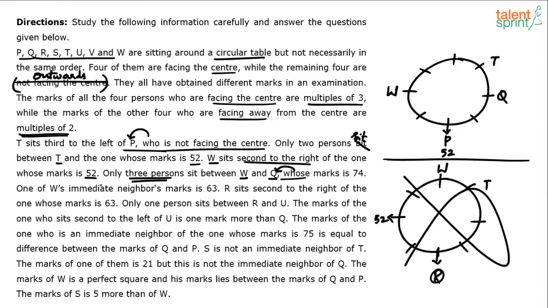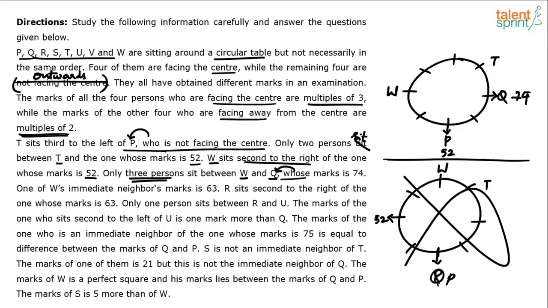Are you able to follow? 3 persons between W and Q. 1, 2, 3. Q has to come here. But this is already P. How can P and Q come in the same seat? Not possible. So case 2 is wrong. Case 1 is correct. Again, 3 persons between W and Q whose marks is 74. Q's marks is 74. And since Q has scored 74, a multiple of 2, Q should be facing outwards.